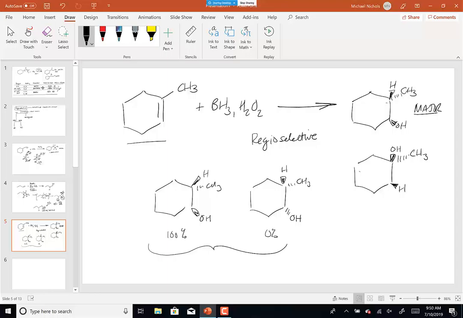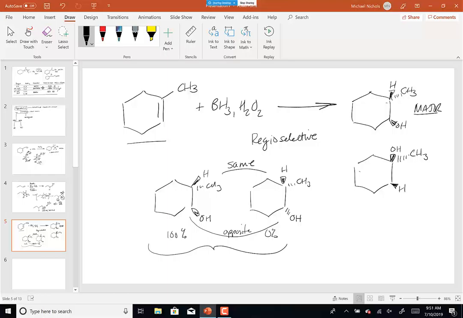Can these molecules be meso? No. So what are they? Diastereomers, because the top carbon is the same and the bottom carbon is not the same, or opposite. So what is this relationship? Those two are diastereomers. Okay.